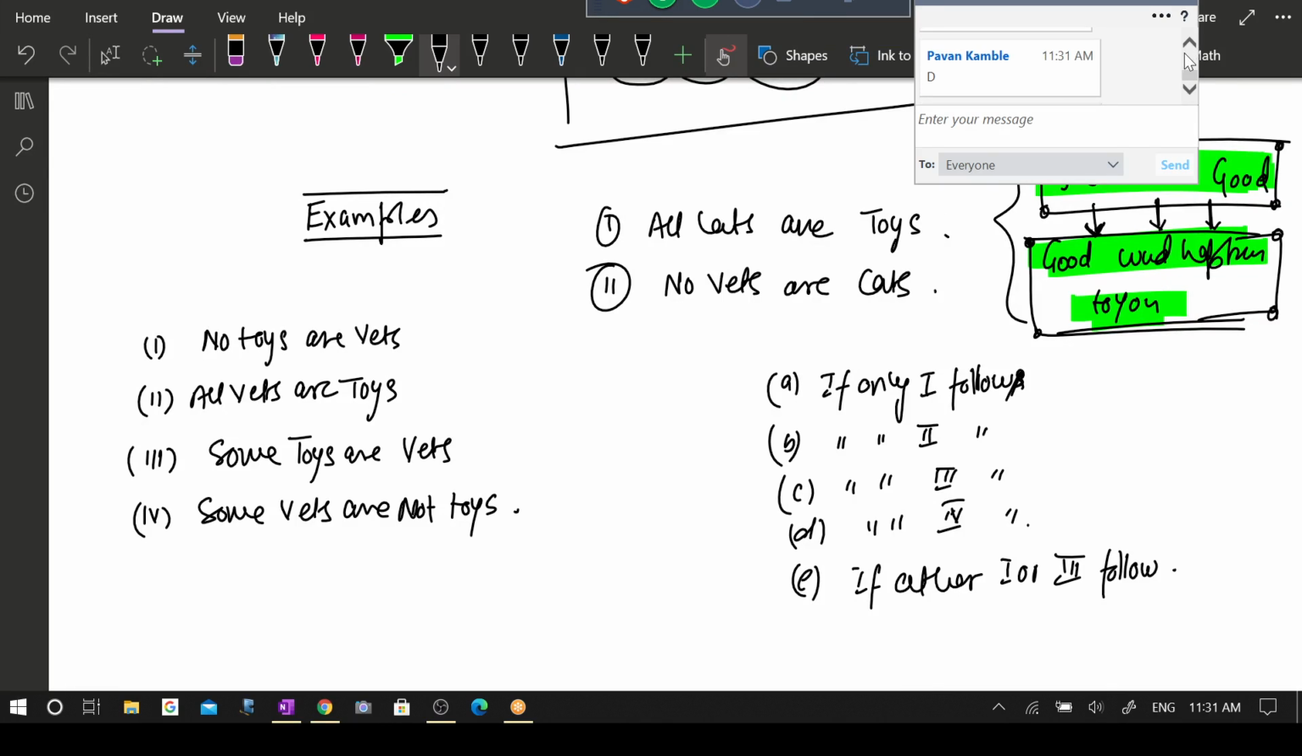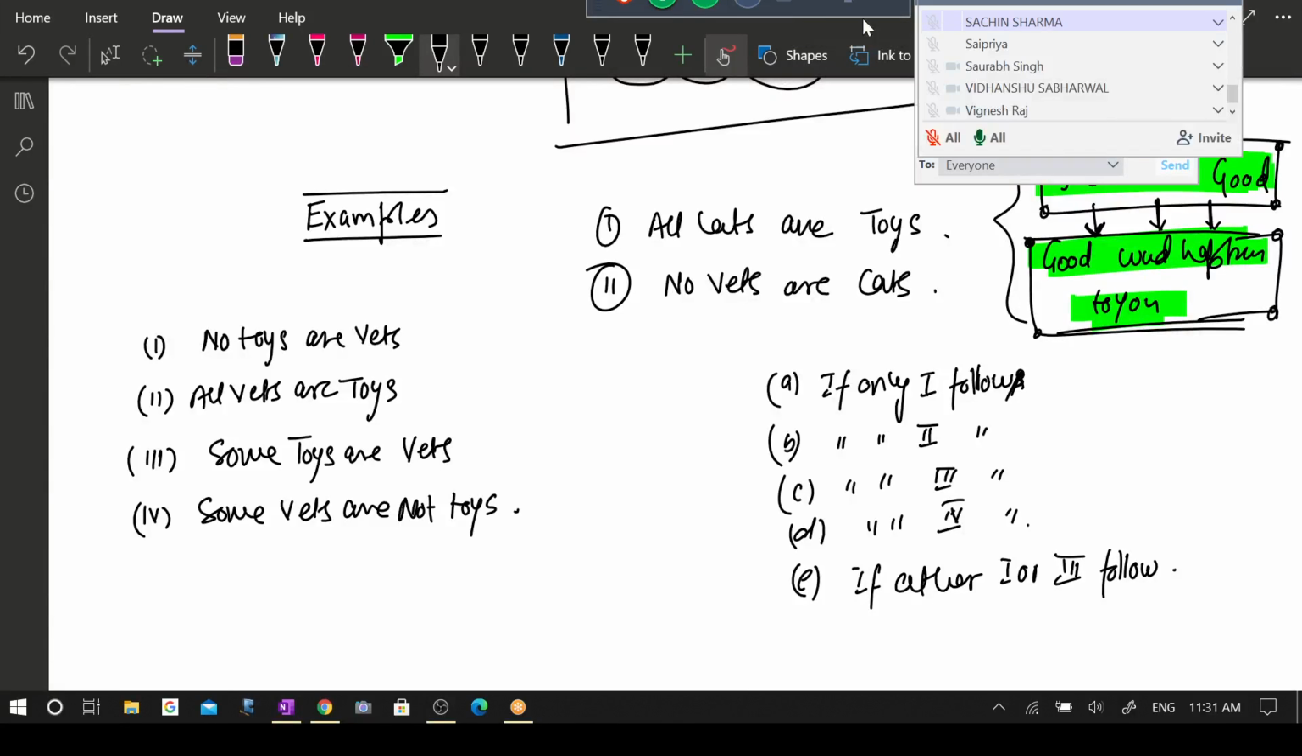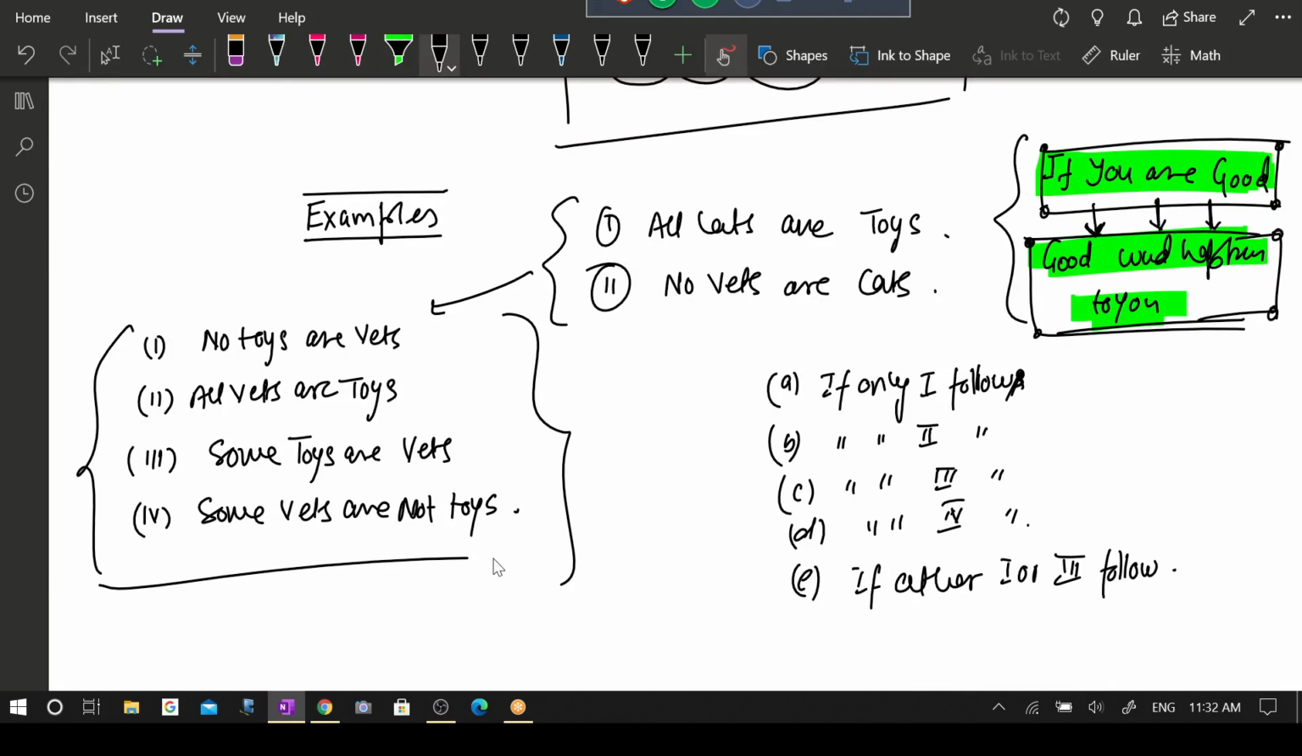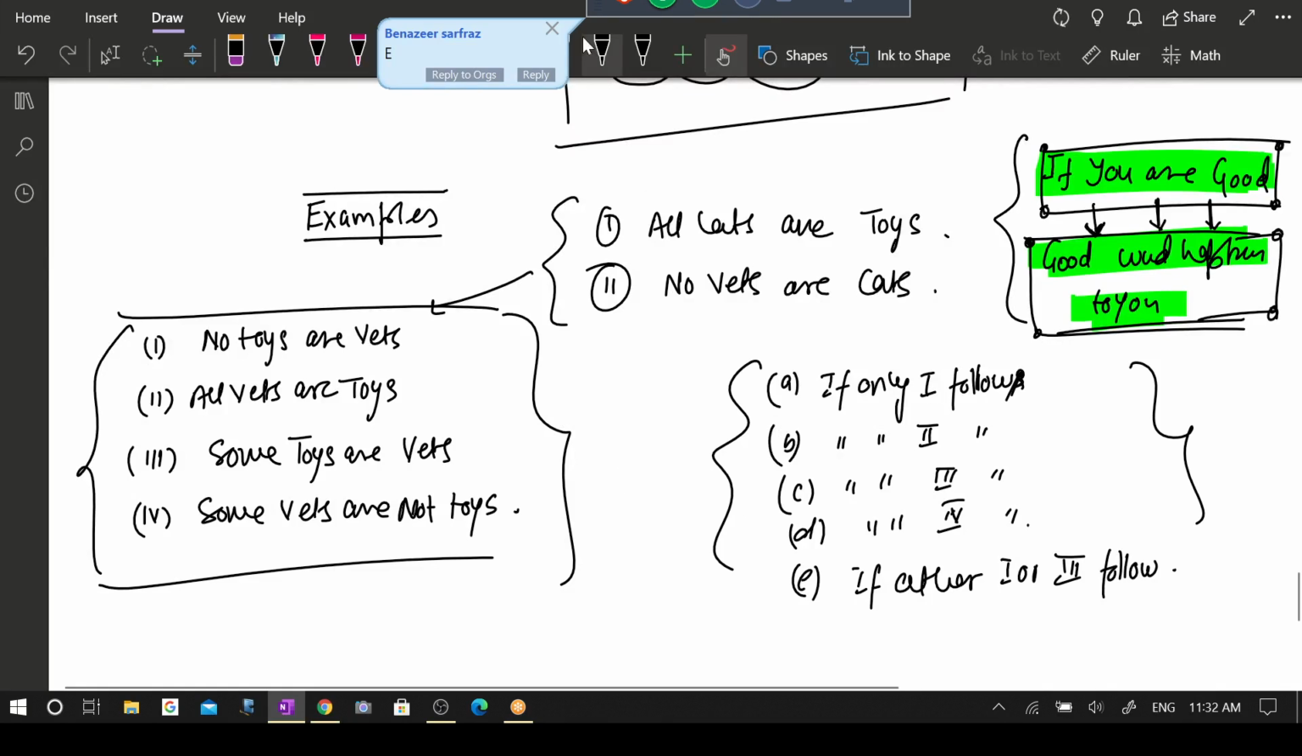Just one, my boy. Great. Mr. Kamble says some vets are not toys. Anyone else, guys? Just waiting for all of you. Now you realize this is what UPSC would do. They may give you two statements, but they would give you a lot of conclusions. I love UPSC for one simple fact. This is what UPSC is, isn't it? Even GS also they would give this kind of stuff, isn't it? Benazir, really happy for you. Great.